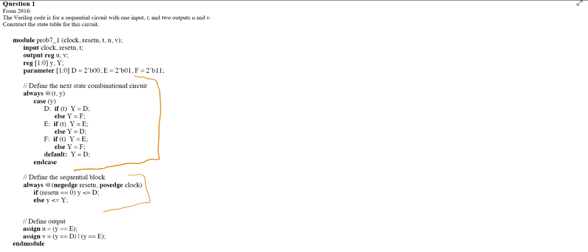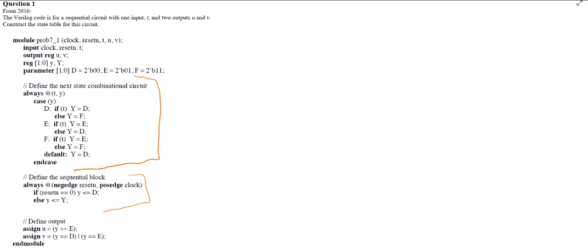And the 1:0 means that it's 2 bits wide. It's made up of 2 bits. So our states are 2 bits. They can be 00, 01, 11, and then there is a don't care state that we don't have to worry about here.